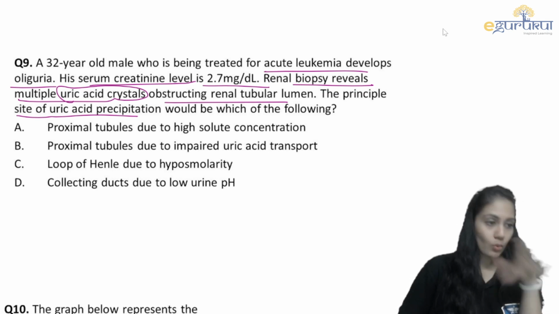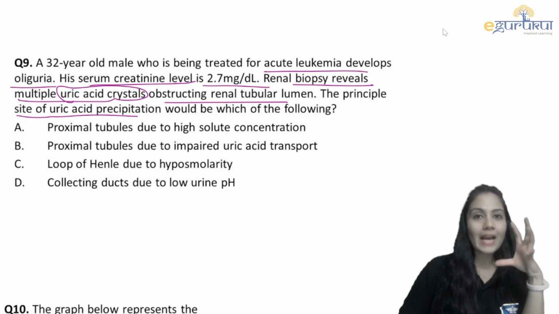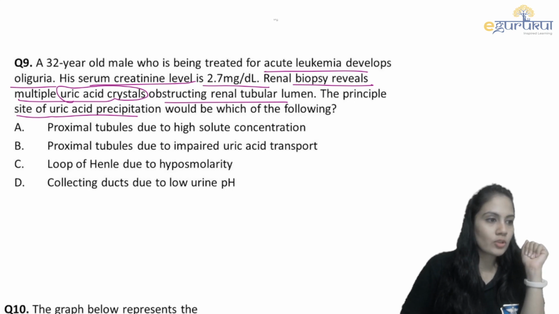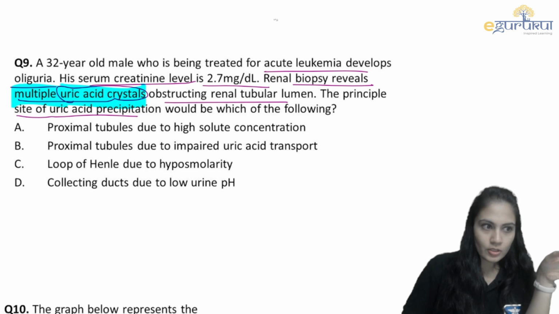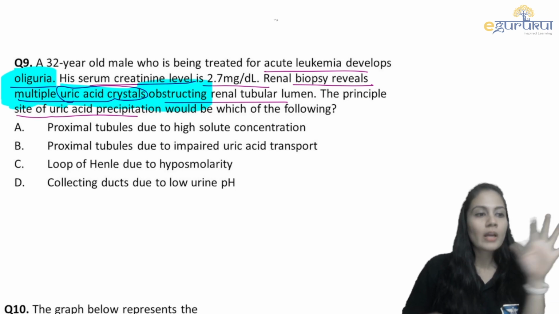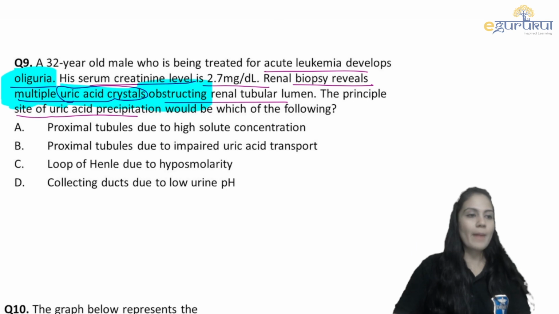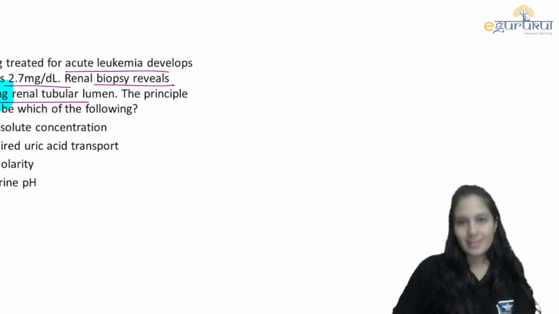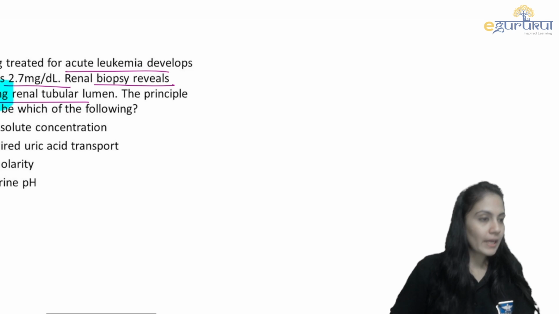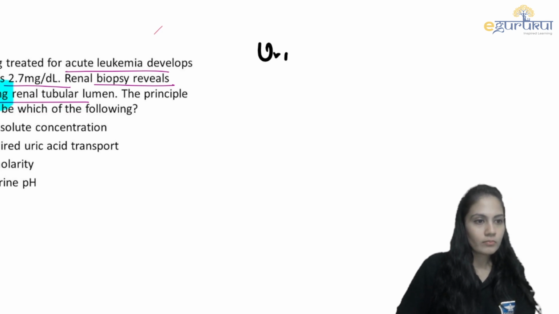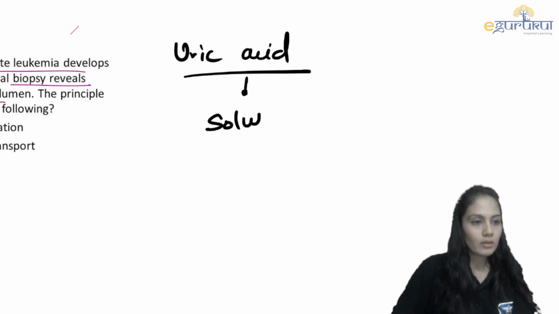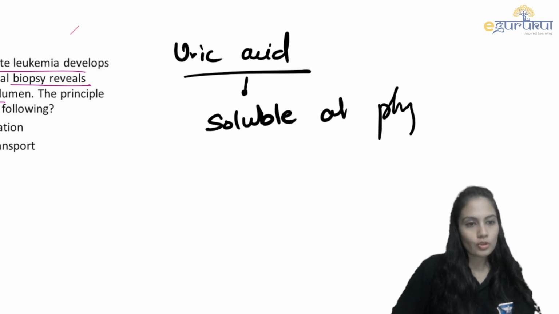So what is happening over here? The uric acid crystals are accumulating at some area, and that is causing the obstruction. You can see in this question the hints are there: multiple uric acid crystals, and that's why he is having oliguria. That means they're causing the obstruction. Simply, they're asking what is the site where this is going to happen. Just remember one thing about uric acid: usually it is soluble at physiological pH. So when we talk in terms of uric acid or urate, it is very much soluble at physiological pH.